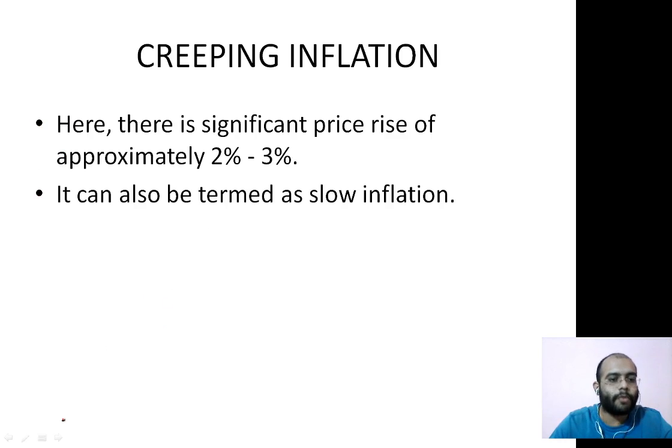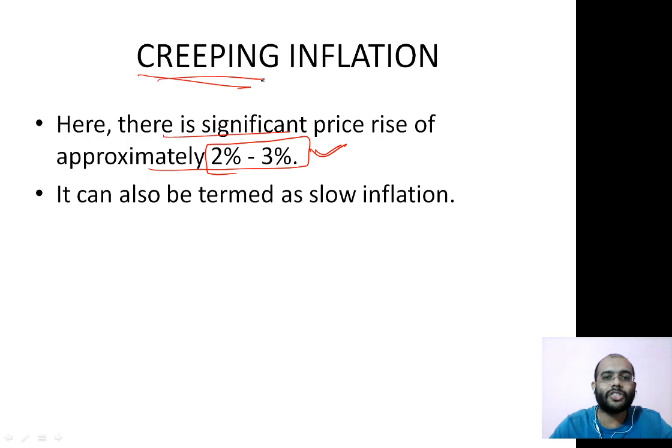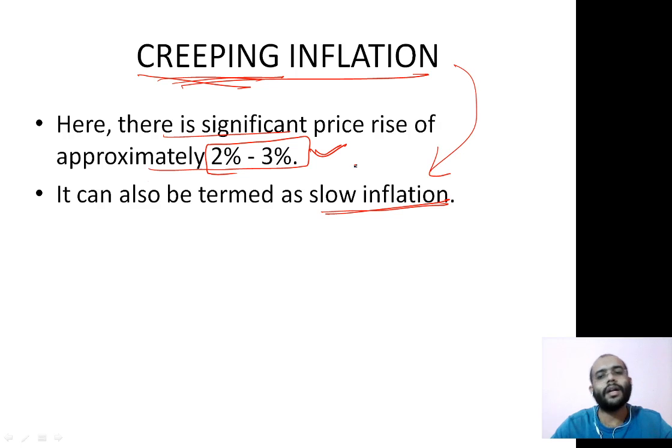Right? So moving on to creeping inflation. To begin with, rate-based inflation, in case of your creeping inflation, there is a significant rise of prices approximately at a rate of 2 to 3%. When the rise in prices of commodities and goods occurs at a rate of 2 to 3%, then that kind of inflation is termed as your creeping inflation. It can also be termed as slow inflation. The slow inflation is nothing but the other name of creeping inflation.